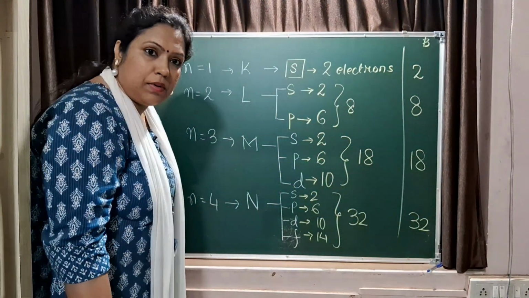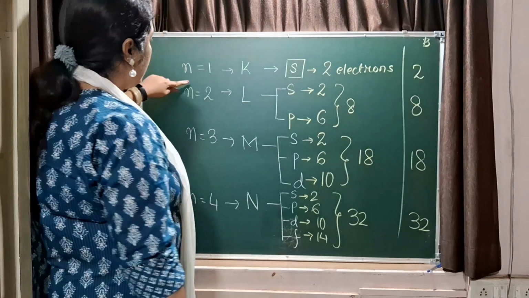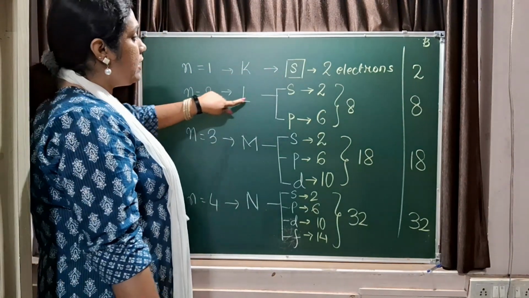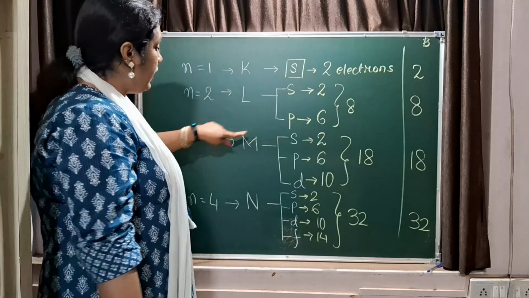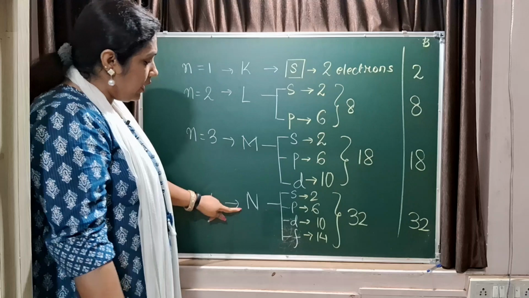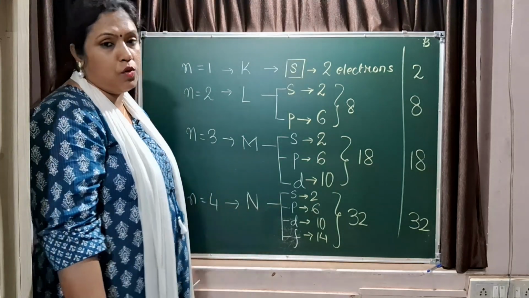Is this concept understood? Once again, K shell has only one orbital. L has 2, S and P. M has 3, S, P, D, and N has S, P, D, F, 4 orbitals.